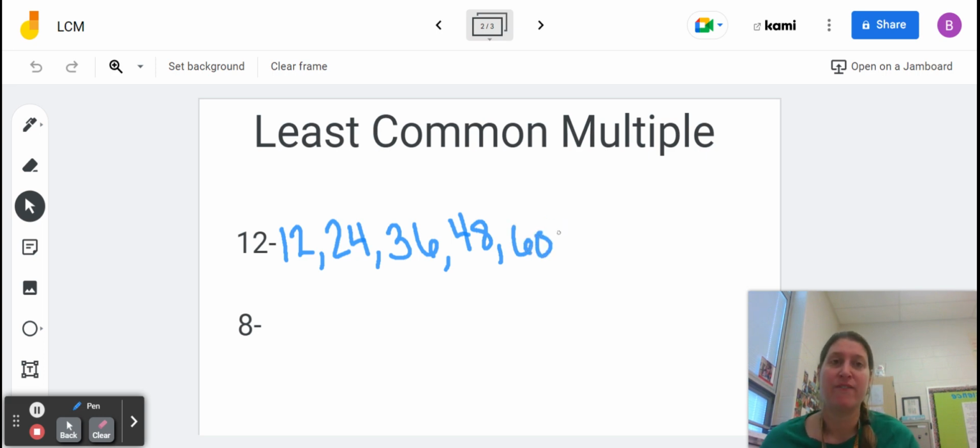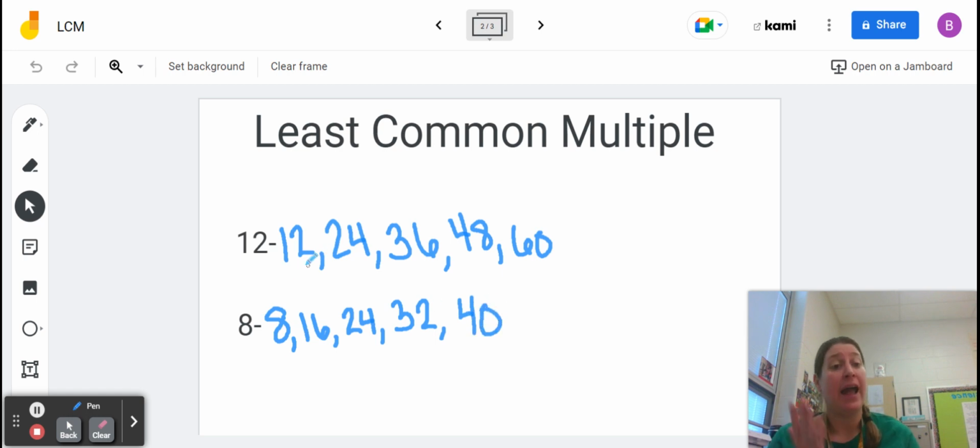Then I'm going to do my first 5 multiples of 8. So 8 times 1 is 8. 8 times 2 is 16. 8 times 3 is 24. 8 times 4 is 32. And 8 times 5 is going to be 40.